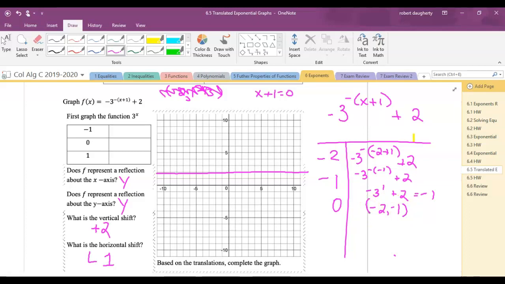This one? This is if you wanted to graph the original and then do the translation. You guys said you would rather do the 3 points. Okay, so negative 2, negative 1 is right here. Okay. And now let's pick what happens at negative 1 here. So let me get a little bit more space.